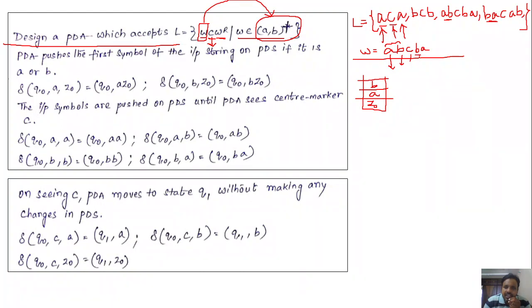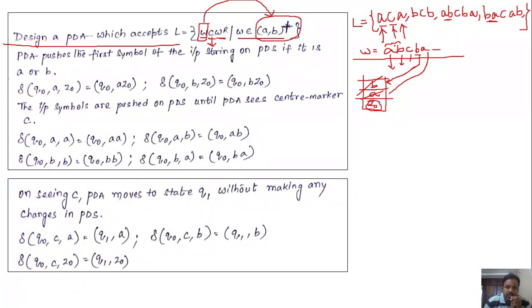So after C, what is the input symbol that we are having? B. So it must match with the top of the stack, right? If the input is B and the top of the stack is B, pop the stack. The next input is A and the top of the stack is A, so pop the stack. We reach the end of the input and the stack is Z naught, so there we can go to the final state and announce the successful acceptance of the string.